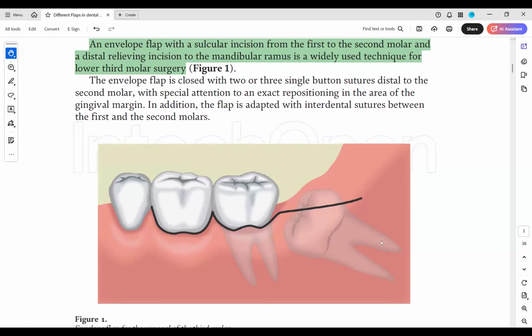So the circulation is good, and that is why there is limited post-op swelling. In the triangular flap, the only limitation is the post-op swelling. The patient might say it was a little more, but it subsides within 24 to 48 hours. So the envelope flap goes into the sulcus of the first and second molar and goes posteriorly, relieving the flap into the ramus without any vertical releasing incision.